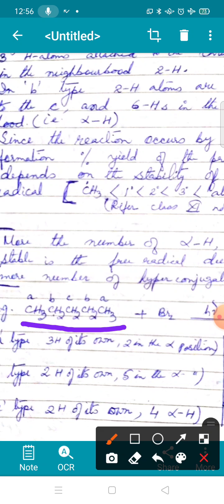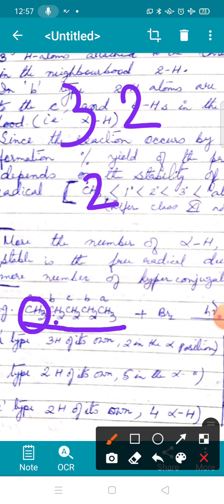Let us try to understand A type. In A type, this carbon has its own hydrogens, 3. In the neighborhood it has 2. So let me write here 3, 2. So I have labeled it as A type. Next is B type. Own hydrogen 2, neighborhood 3 plus 2, 5. When you check the neighborhood, you have to look both right and left. The third one we label as C type, own hydrogen 2, neighborhood 2 plus 2, 4.